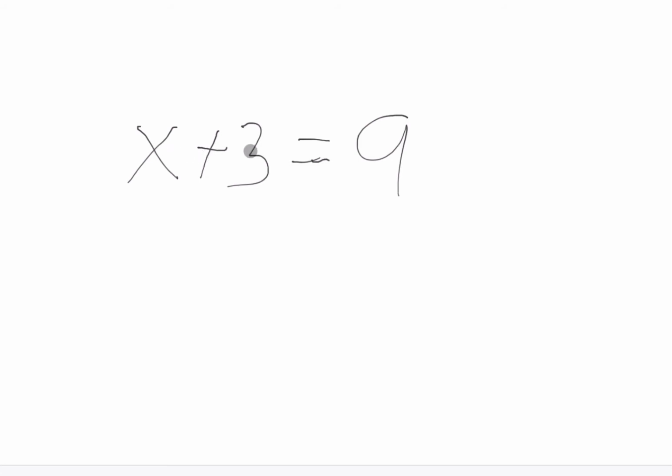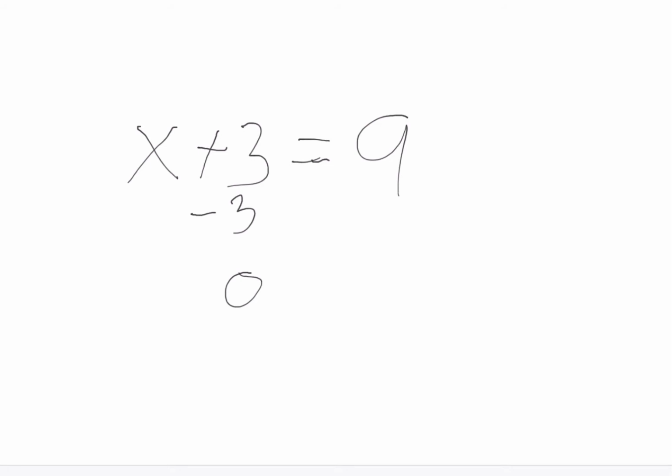Let's pretend like these are 3 oranges. So if I have x and I have 3 oranges, how do I get rid of the 3 oranges? That's right. I have to subtract or take away the 3 oranges. So I'm going to subtract the 3 oranges, okay? What does that make it? 3 minus 3 equals 0, okay?